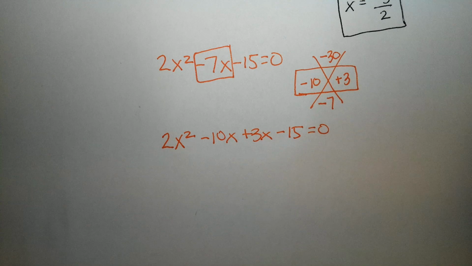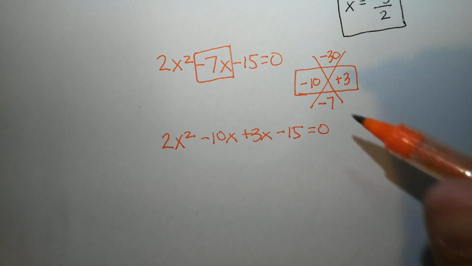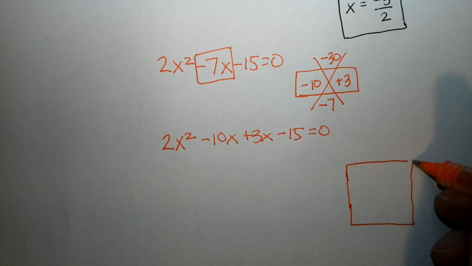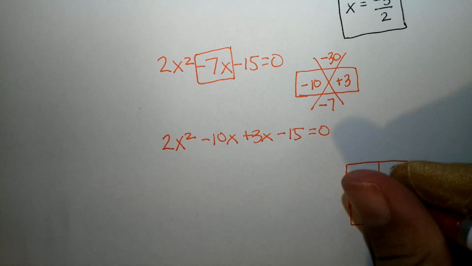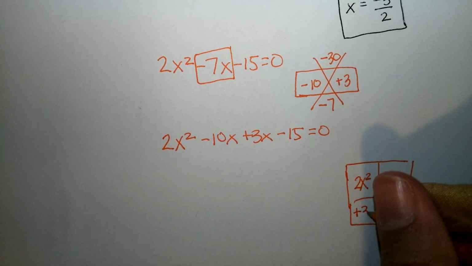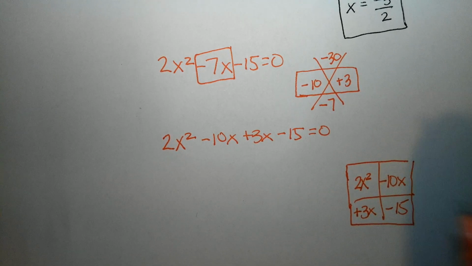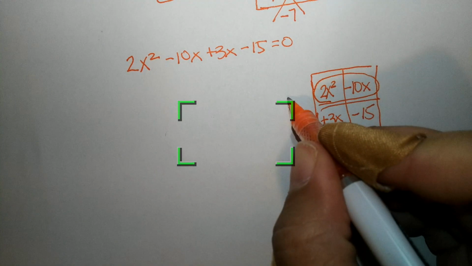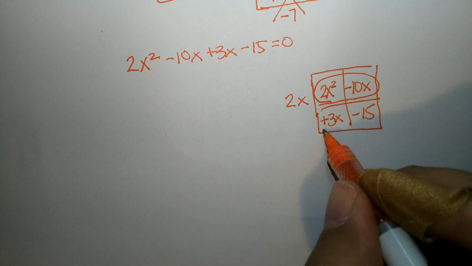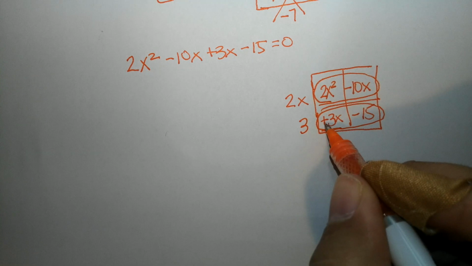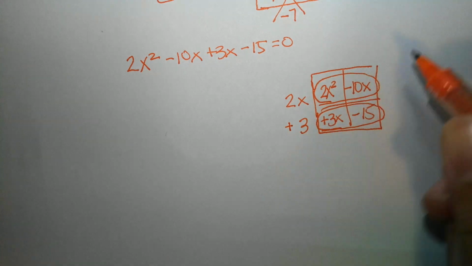Then we can either split it in half. I know some of you were taught that way. Or we can put it in a box and factor out what they have in common. So we have 2x squared minus 10x plus 3x minus 15. What do 2x squared and negative 10x have in common? Well, I can factor out a 2 and an x. What do 3x and negative 15 have in common? I can pull out a 3, and it's positive because our first box is positive.